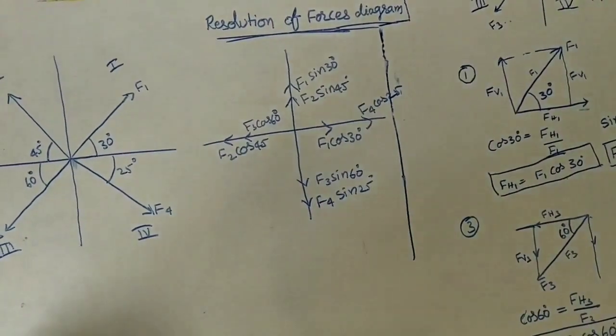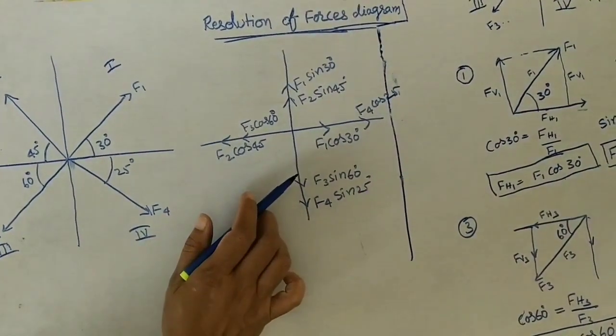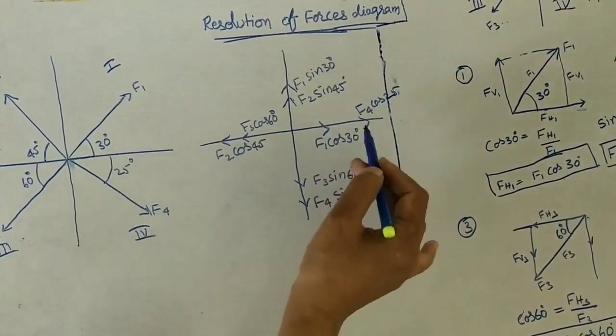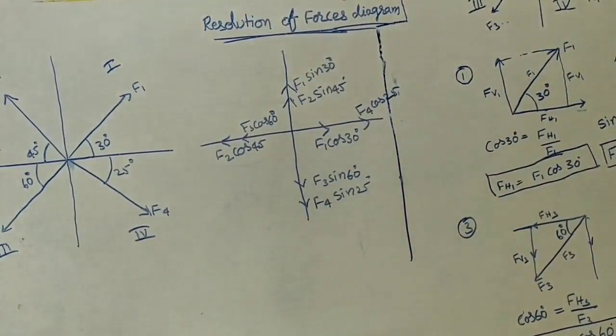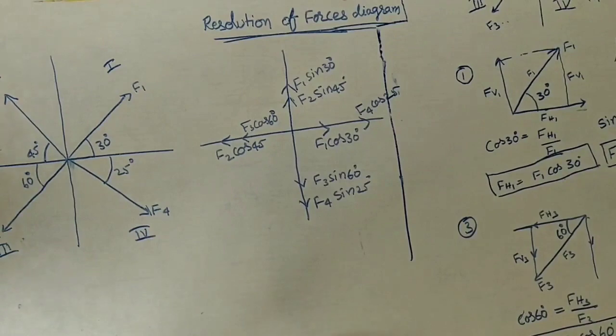So these forces are called resolution of forces. This is dividing each force into two components, one horizontal and one vertical. Now here we can apply the same rules for finding the resultant force. How to find the resultant force? What are the conditions for finding the resultant force?